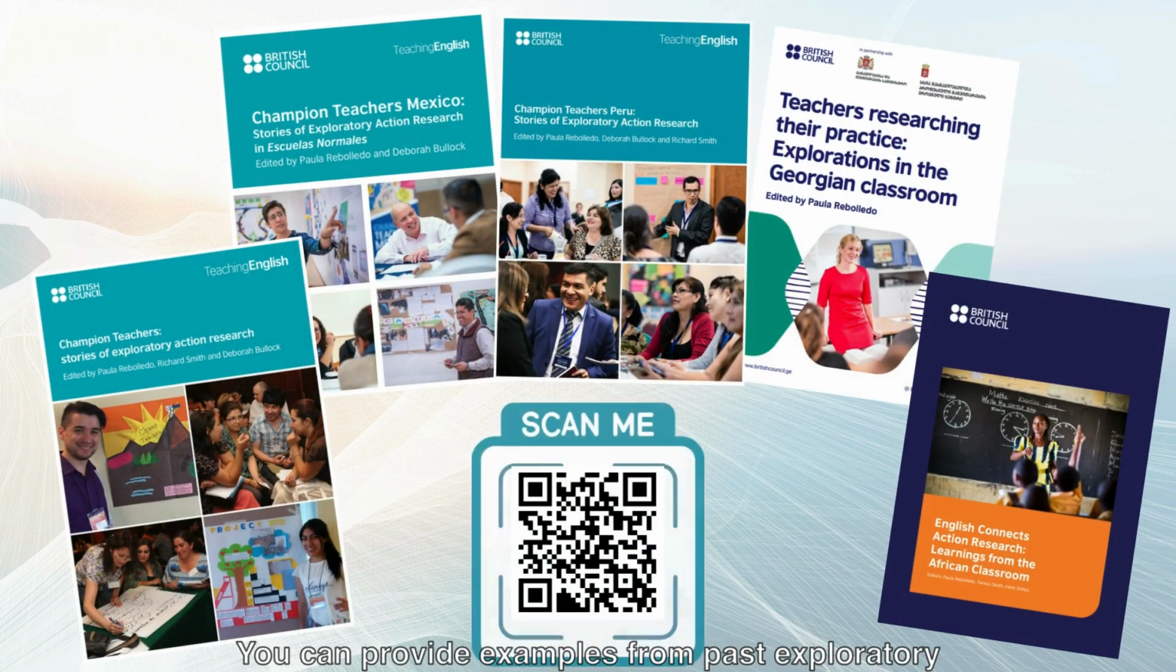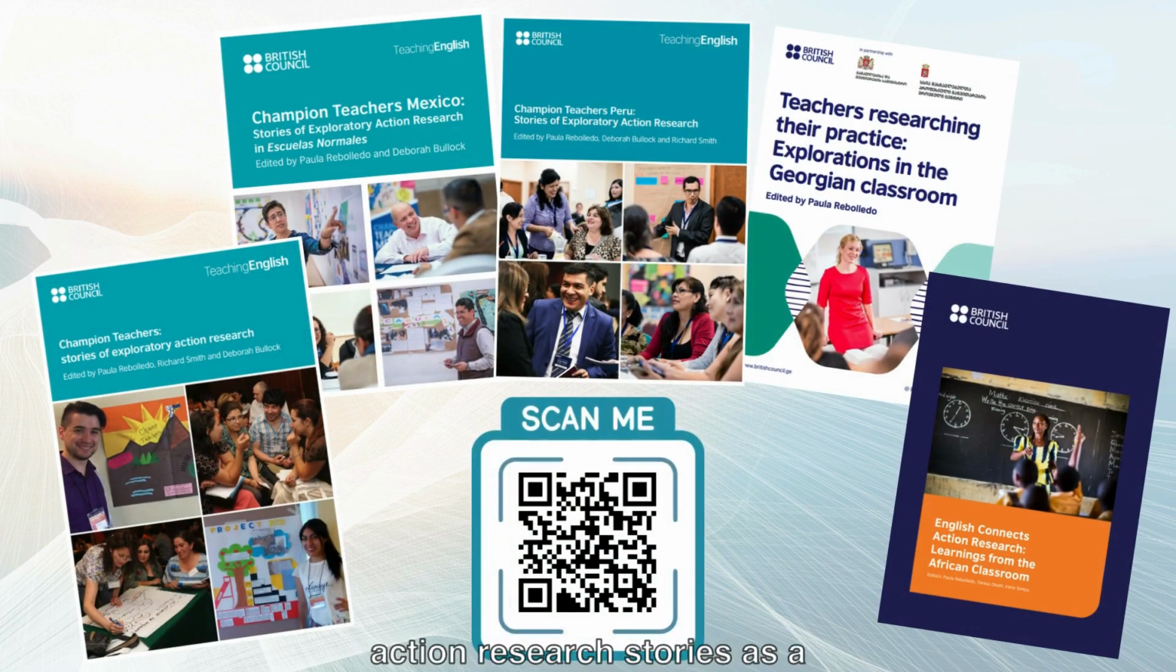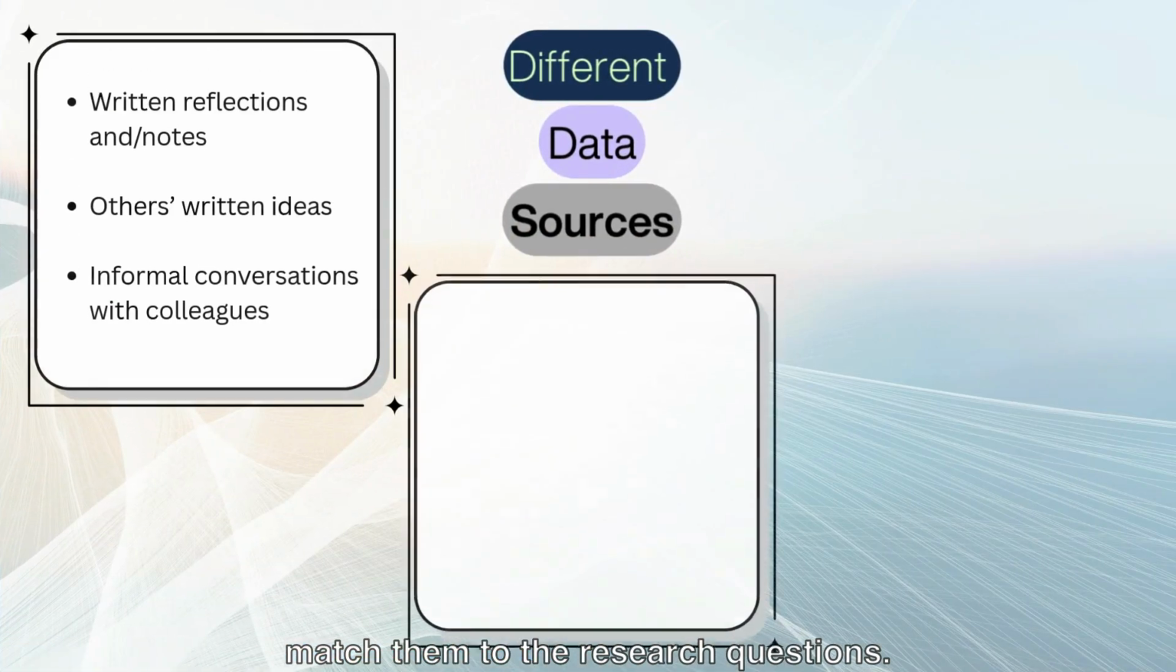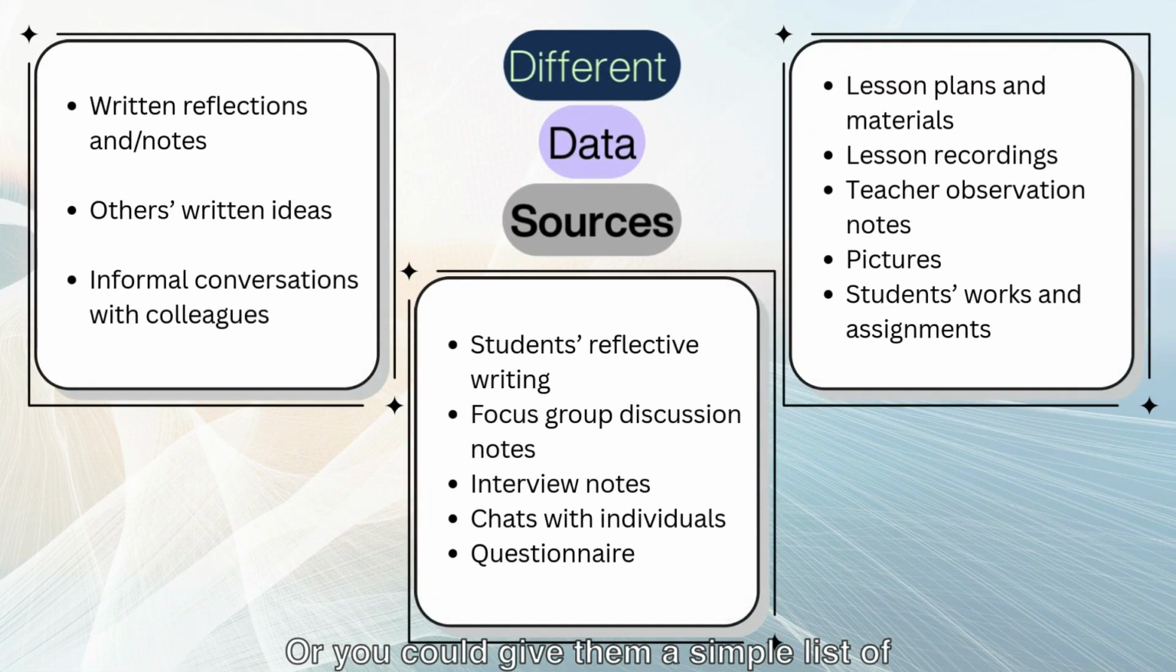You can provide examples from past exploratory action research stories as a task and invite teachers to identify types of data and match them to the research questions. Or you could give them a simple list of possible data sources and give examples showing the uses of each.